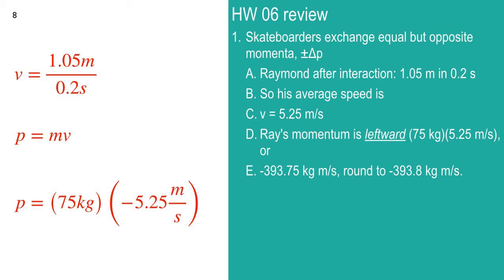So there's Raymond's delta P, negative 393.75. And in the problem, I think it rounds to the nearest tenth. So negative 393.8. And therefore, Gregory catches the exact opposite. And that's the answer for that problem.